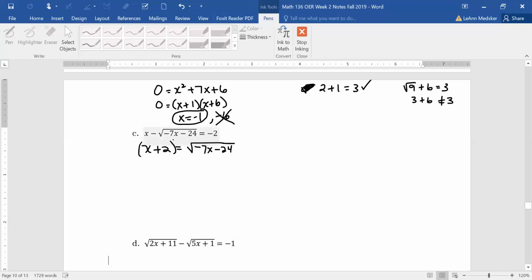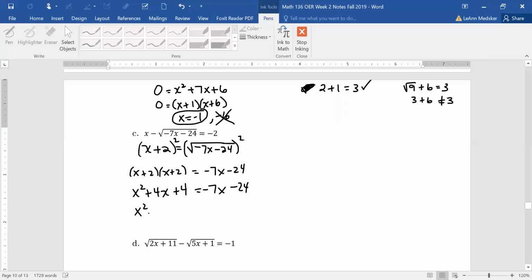Then we're going to square both sides. So this would be x plus 2 times x plus 2. This is -7x minus 24. I get x squared plus 2x plus 2x, that'd be plus 4x, times 2 would be 4. Going to add everything over to the left. So I get x squared plus 11x and a plus 28. This factors into an x plus 7 and an x plus 4. So I get -7 and -4.